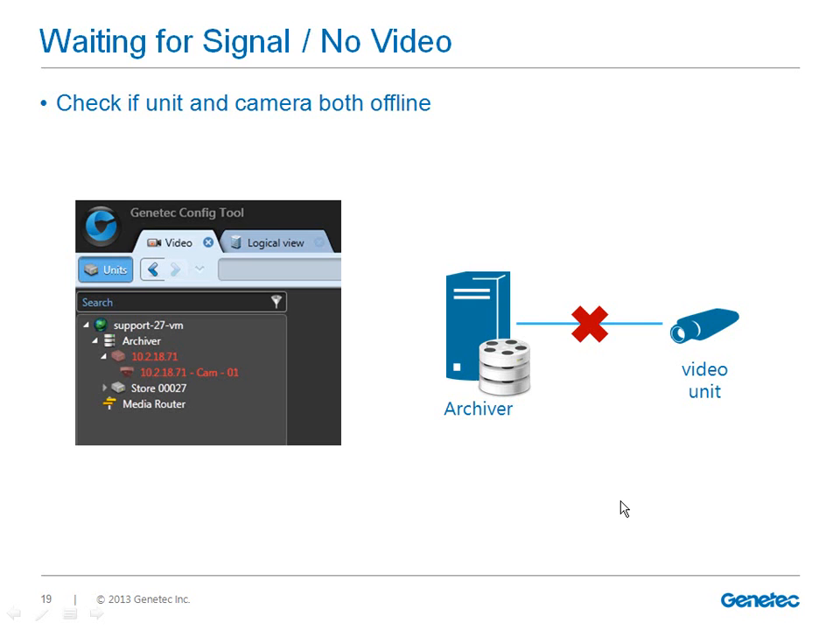So, what can we do to get our video back or discover where the problem is? The first thing we want to do is check if the unit is ready as well as the camera. If it is, and we can't ping or get to the unit's web page, we may have a physical break in the network going from the unit to the archiver.